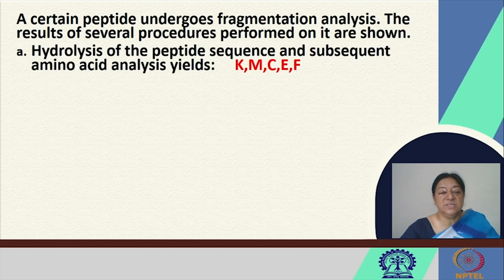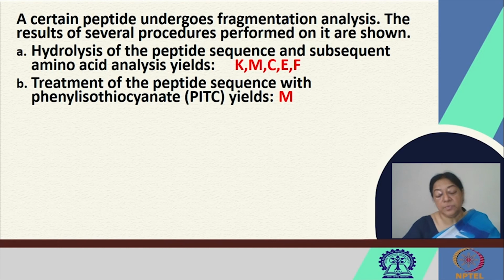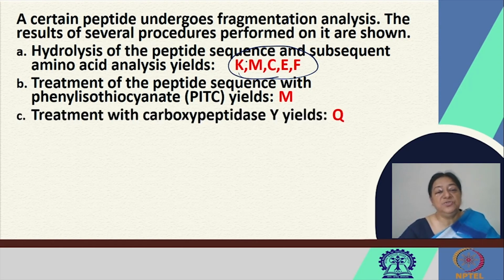So let us look at just another example, a similar example where we have the hydrolysis of the peptide sequence and amino acid analysis that gives us this set of amino acid residues. Now the fact that we have this, it may so happen that we have two of one of them. Two, it does not necessarily mean that we have one each. That is my point. So the treatment of the peptide sequence with PITC yields M.